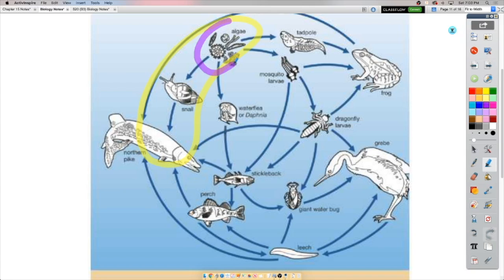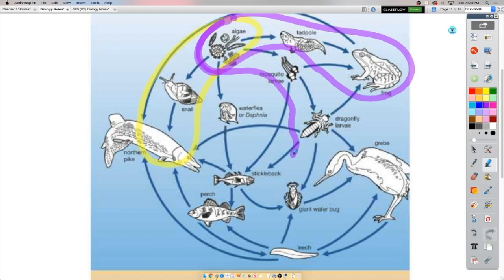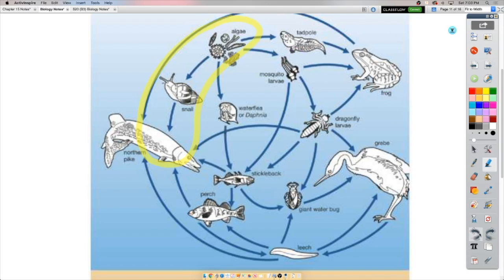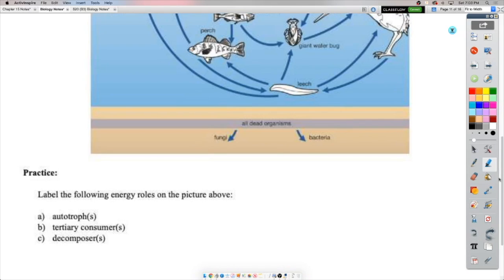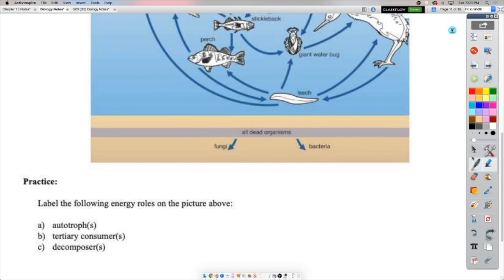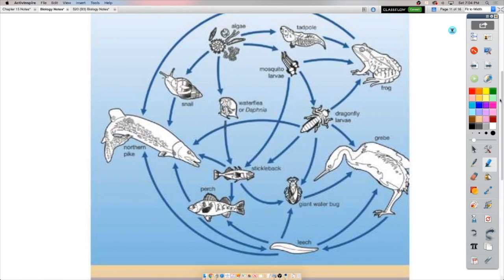This is a food chain: algae, tadpole, frog, right? Algae, mosquito larvae, dragonfly larvae, giant water bug, right? Totally valid food chain. Put them all together, you get a food web. So it's asking us to label the following energy roles on the picture above. So an autotroph. Okay, autotroph, what's that another word for? That's another word for a producer, you're right. So algae, since we said all energy is coming from it ultimately, right? Everyone traces their energy back to the algae, that is the producer.